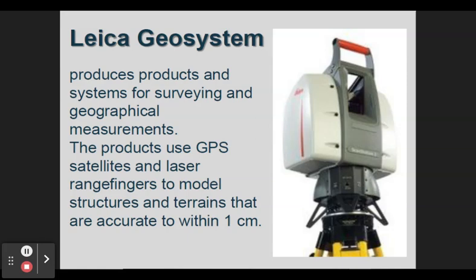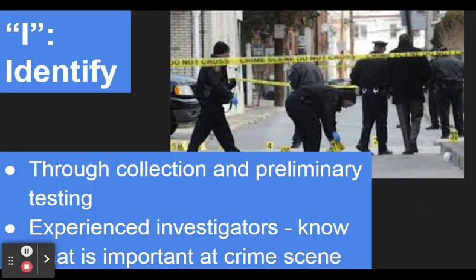All right, so a Leica Geosystems. This produces products and systems for surveying and geographical measurements. The products use GPS and satellites, laser range finders to model structures and terrains that are accurate within 1 centimeter. My grandfather uses these to survey property. That's just something he does in his spare time because it's such an interesting hobby, to survey properties to see where someone's property lies so they can do different construction things. And so this is something that we would use for a crime scene because then you could very specifically locate it on a map.